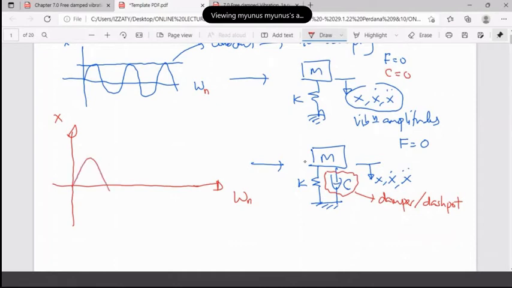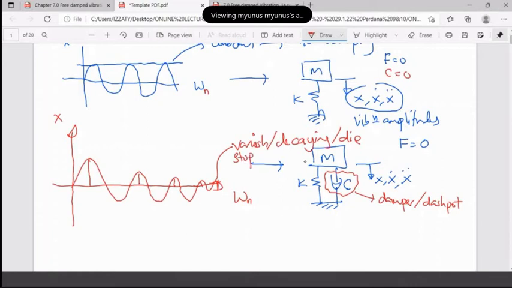Then it will keep reducing. This is the amplitude. The amplitude becomes smaller and smaller, then vanishes. Sometimes we call this decaying, decay or die. Vanish, decaying, or die. As this one will die, it simply means that it will stop. Of course, finally, it will stop.